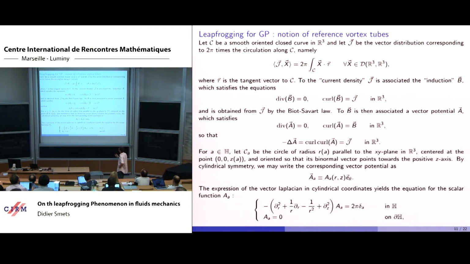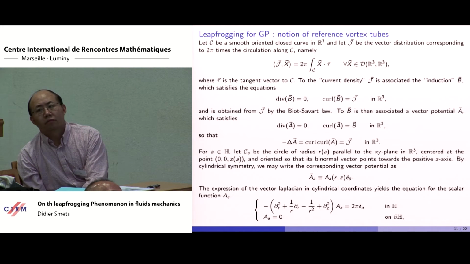So this is a vector distribution. This is a current. Think of it as a current in the electromagnetic analogy. So I have my current density capital J, and you know that when you have a current density, you can associate to it an induction capital B, which satisfies that its divergence is zero and its curl is J. Okay, so this is a singular object, so B will have a singularity on C, but this doesn't matter. I have this capital B, and when I have my induction, I can still go one step further and take my vector potential capital A, which again satisfies this equation, and if you plug the two, you get this vector Laplace equation, that the Laplacian of A is my curve, capital C.